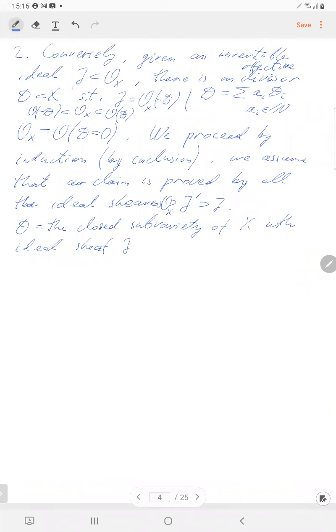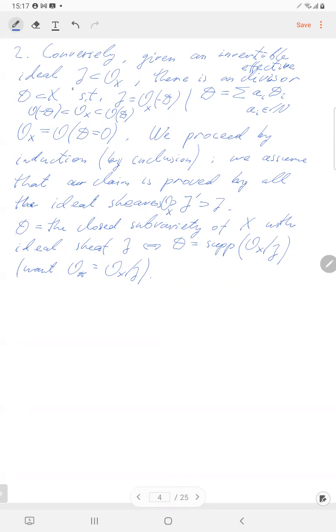Given a divisor, we produced the ideal sheaf from it, and now we're going back, so we just use the same procedure. In other words, D is just the support of the quotient sheaf of OX modulo this ideal, because we want OD to be the quotient of OX modulo this ideal. Okay, so we define our D.